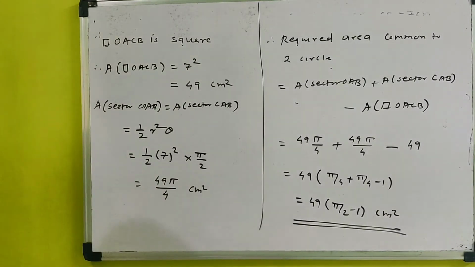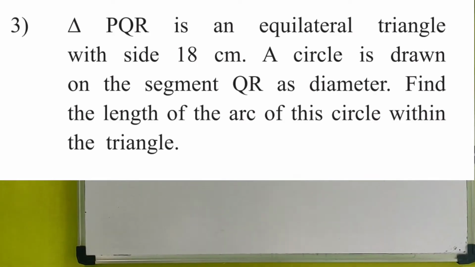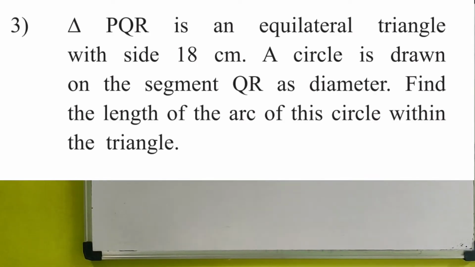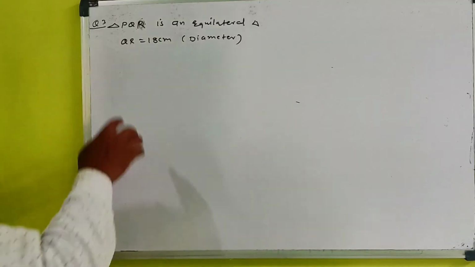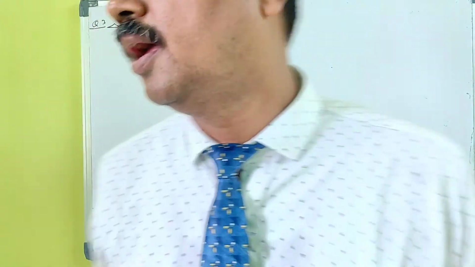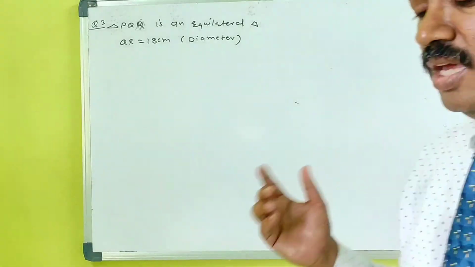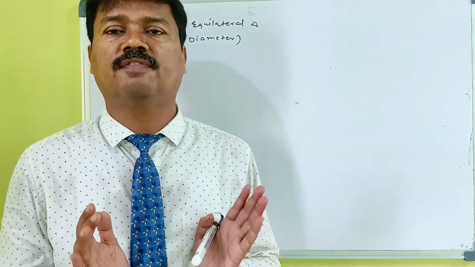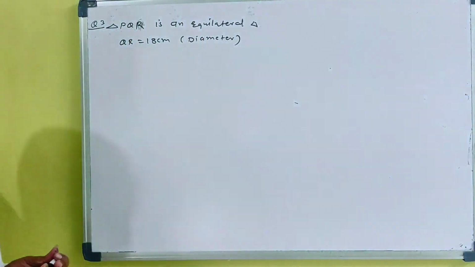Okay? Yes, so next miscellaneous exercise, the question number 3 here. It is given as triangle PQR is an equilateral triangle with side 18 cm. A circle is drawn on the segment QR as a diameter. Find the length of the arc of this circle within the triangle. ऐसा दिया है. So what is given here? Triangle PQR is an equilateral triangle, and QR is given as 18 cm. The length of the triangle side is given as 18 cm, and we are considering that as a diameter.